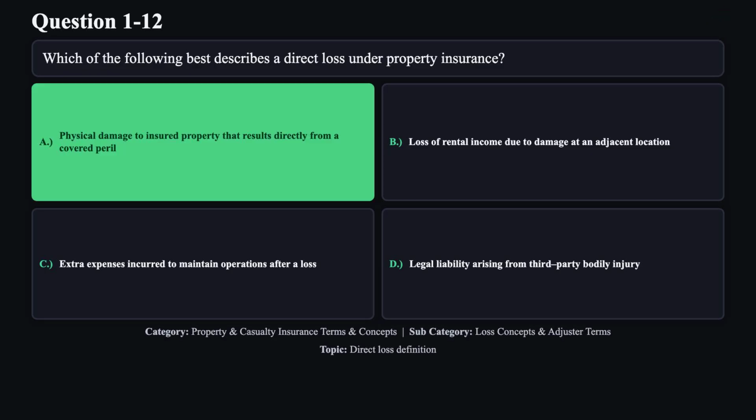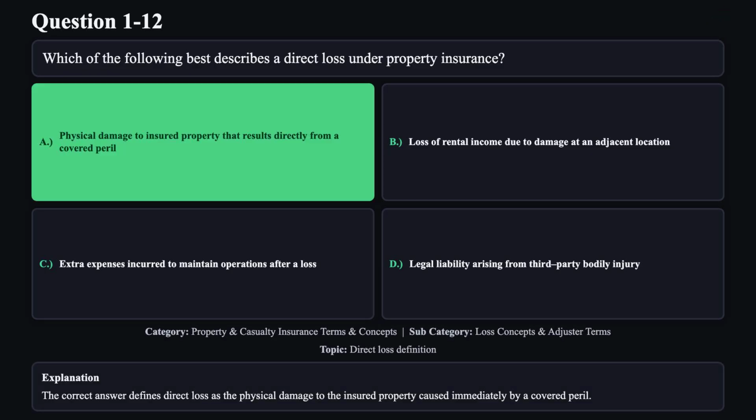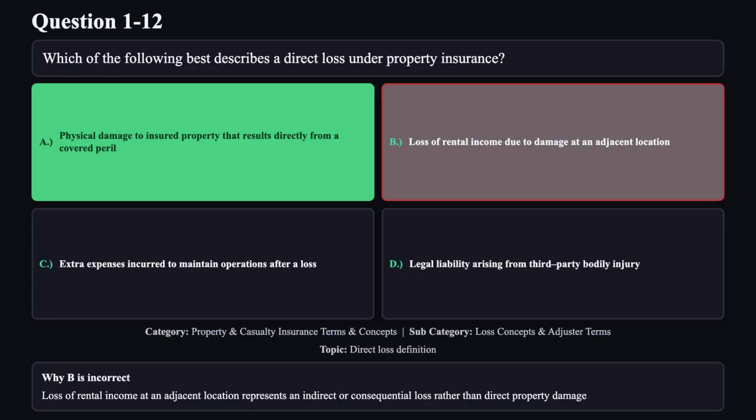The correct answer is A. The correct answer defines direct loss as the physical damage to the insured property caused immediately by a covered peril. Reason B is not correct. Loss of rental income at an adjacent location represents an indirect or consequential loss rather than direct property damage.